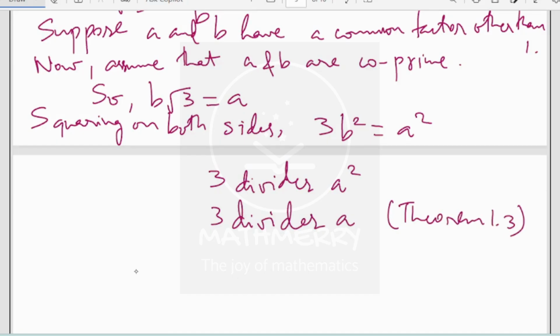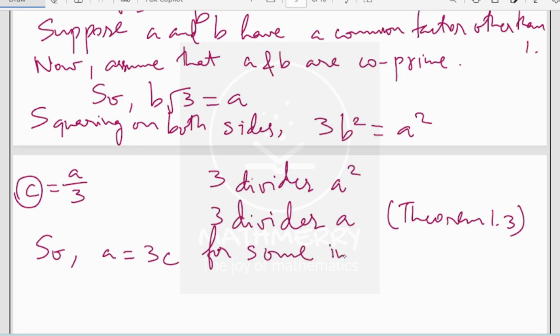Now there is another integer C. So A is equal to 3C. Why are we writing A is equal to 3C? Because A is divided by 3. So we are getting another integer C, so C is equal to A divided by 3. So when A is divided by 3, we are getting another integer C. So A is equal to 3C for some integer C.